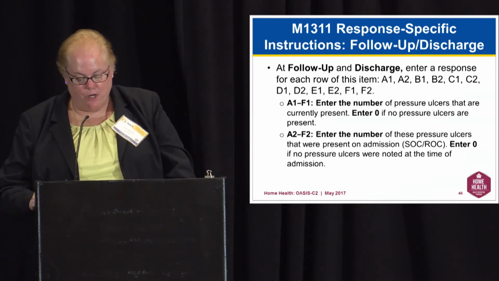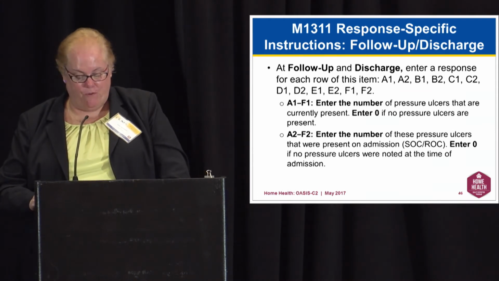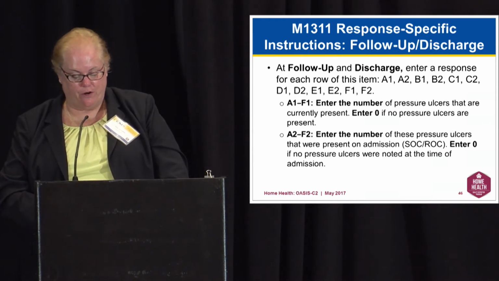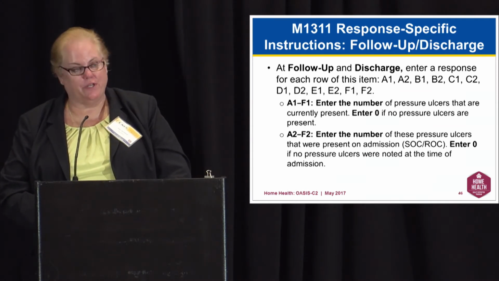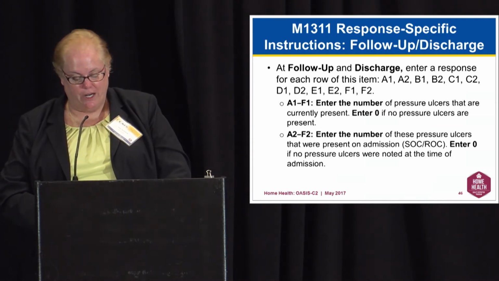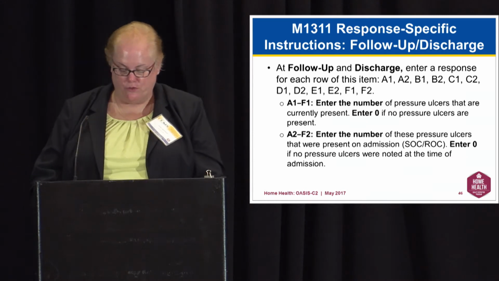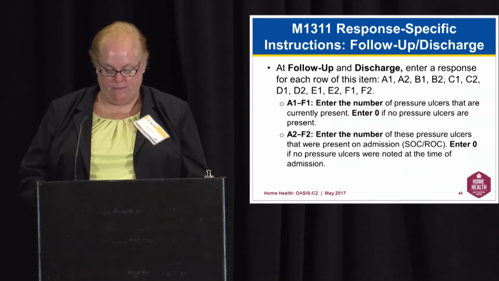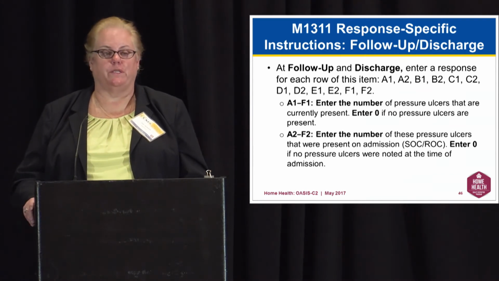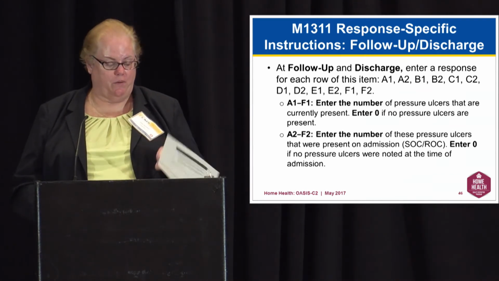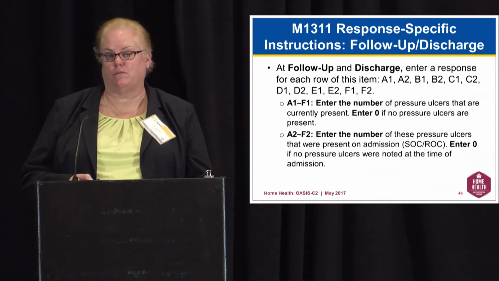So again, what you want to do is enter in A1 through F1 the number of pressure ulcers that are currently present, and enter 0 if there are no pressure ulcers. And then A2 through F2, you're going to enter the number of these pressure ulcers that were present on admission. If no pressure ulcers were noted at the time of admission, you're going to put a 0. And we're going to do some practice assessments around these.